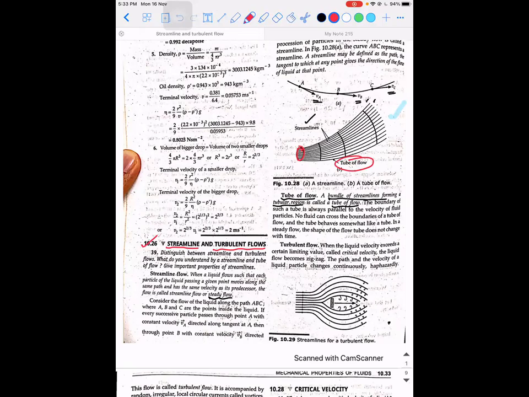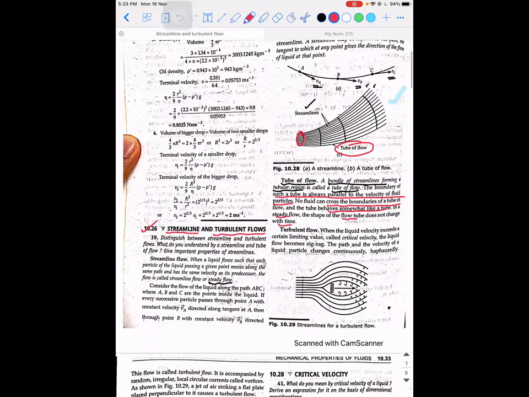The important point to be noted here is that the boundary of such a tube is always parallel to the velocity of the fluid particles. No fluid can cross the boundaries of the tube of flow, and the tube behaves somewhat like a tube. In a steady flow, the shape of the flow tube does not change with time. Okay, so have this point in your mind.